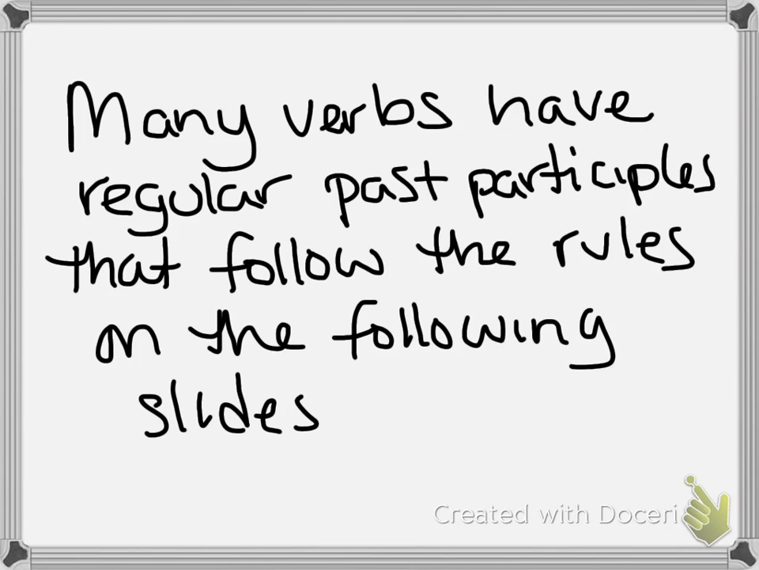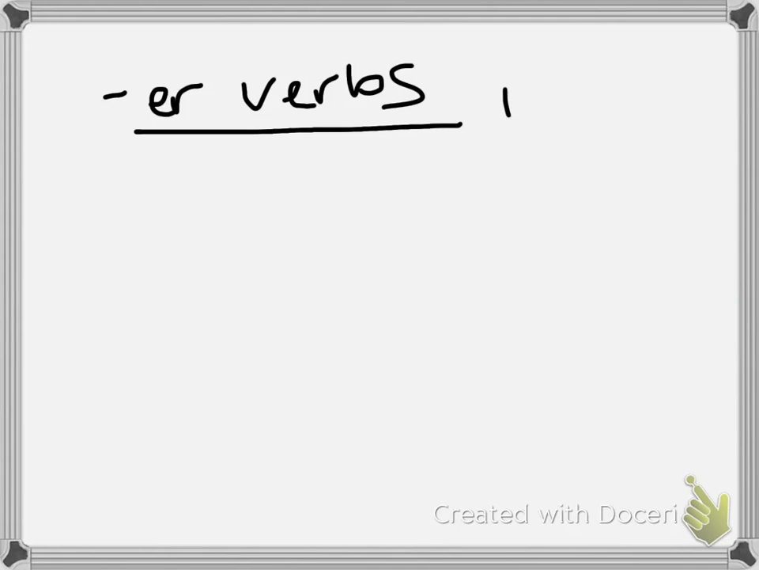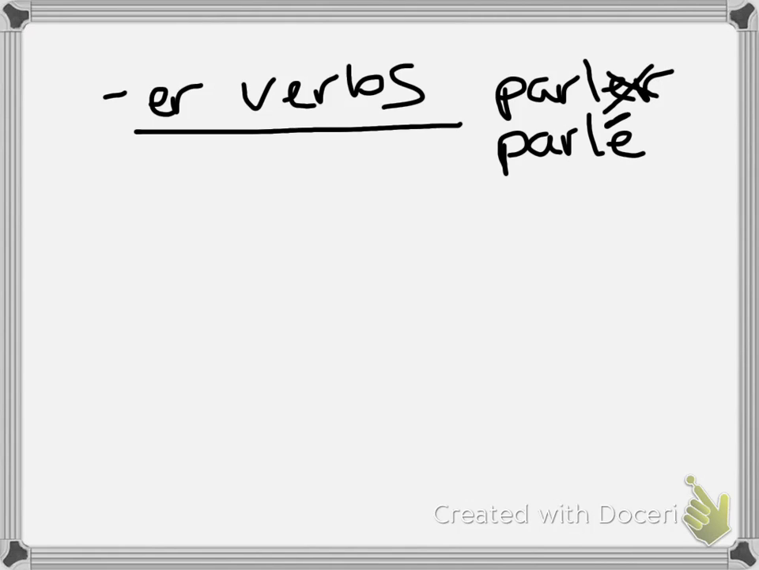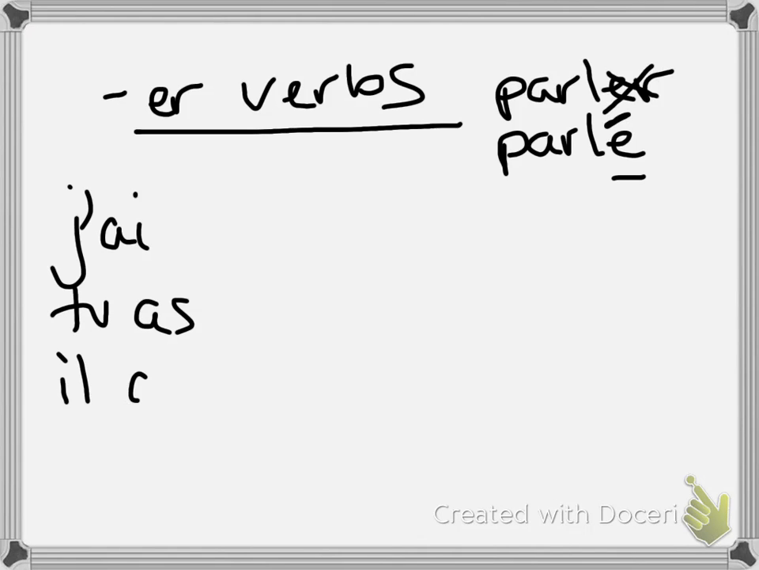For the past participles, many verbs have regular past participles, and all you really need to do is follow the rules, and these rules are going to be on the following slides. So the past participles. So for ER verbs, such as parler, you're going to take off the ER, and you're going to add accent aigu, which actually sounds the same as the infinitive. So when you conjugate it, you just simply use your present tense of avoir.